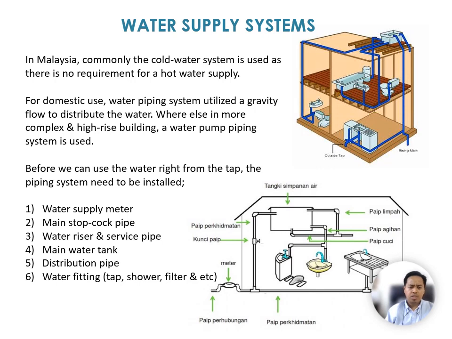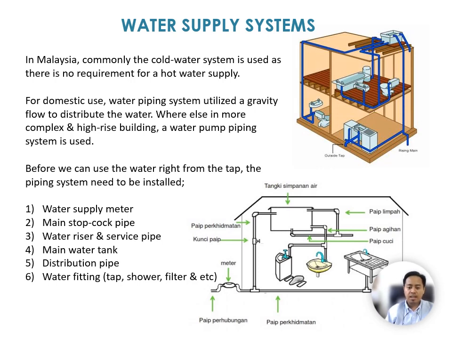In Malaysia, commonly the cold water system is used as there is no requirement for a hot water supply. For domestic use, the water piping system utilizes gravity flow to distribute the water. Whereas in more complex and high-rise buildings, a water pump piping system is used. Before we can use the water right from the tap, the piping system needs to be installed.